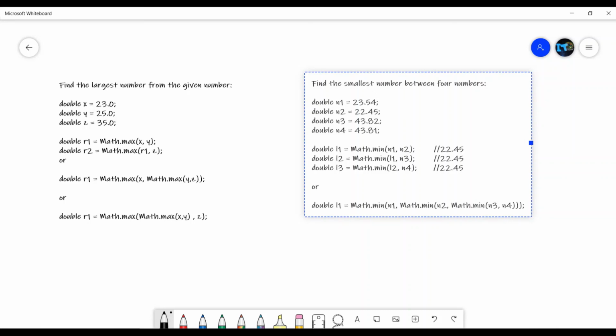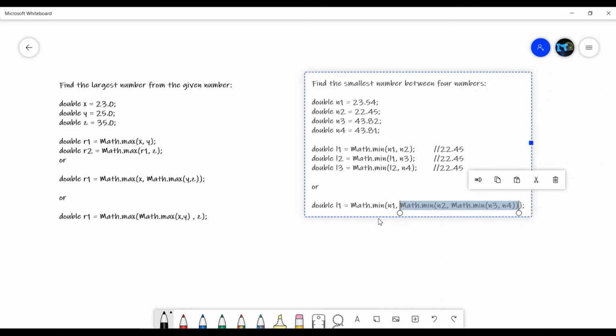In the innermost method, that is Math.min of n3 and n4, what is the lowest one? That is 43.81 is the lowest one. So this method's return value is 43.81. Then it checks with your n2 value, means 22.45 comma 43.81. So what will be the return value? That is the lowest one, that is 22.45, means this method's return value is 22.45.